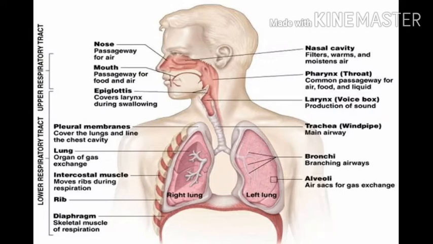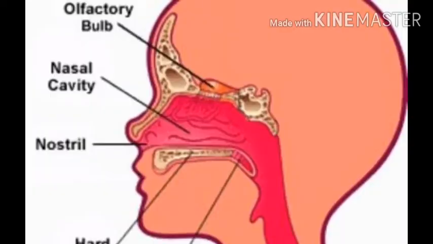Here there are two passages, one for food, which opens into the esophagus, and the other passes through the pharynx to the larynx or the voice box. This opening is called the glottis. This glottis is protected by the epiglottis, which prevents food from entering into the lungs.